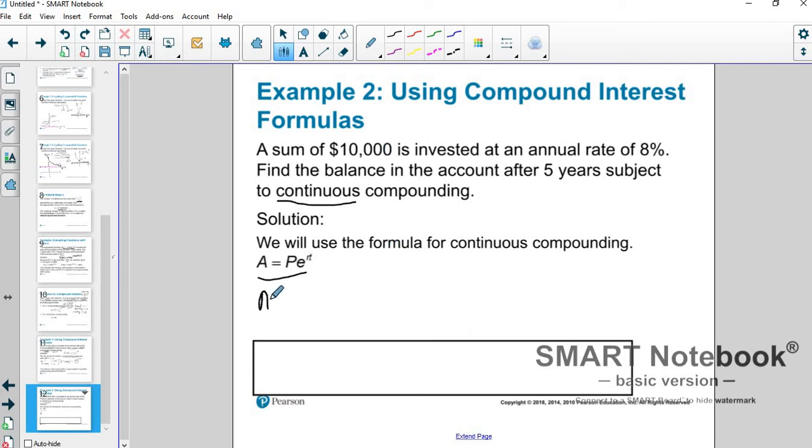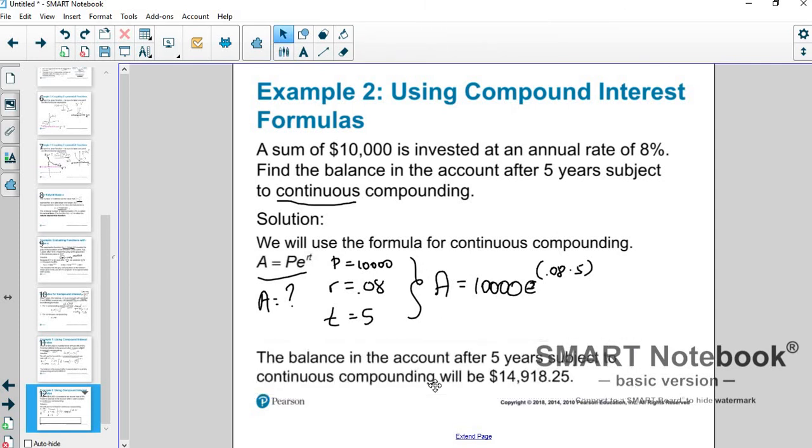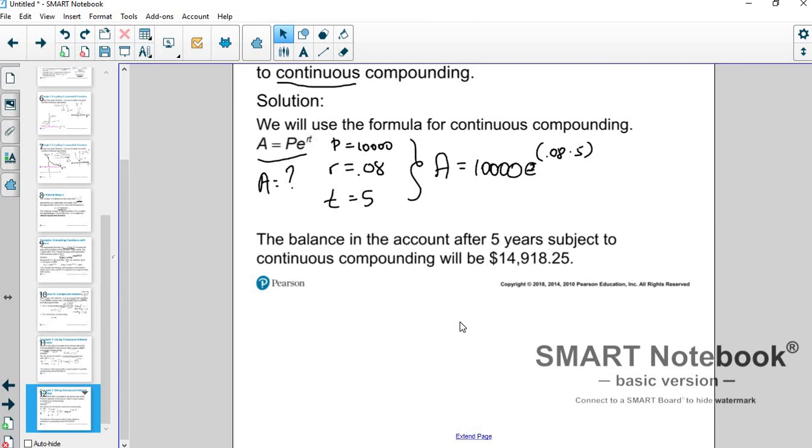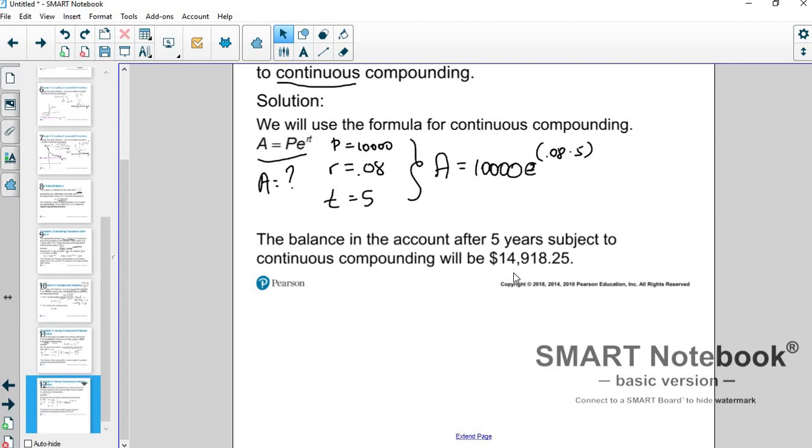All right, so once again, the amounts, what we don't know. The principal's the same as last time, 10,000. The interest rate's the same as last time, 0.08. The time is the same as last time, 5. It's just not, there's no N, right? So we get 10,000 E raised to the 0.08 times 5. And if you plug that in on your calculator, you'll come up with a balance of $14,918.25. That's about $60 more, right?